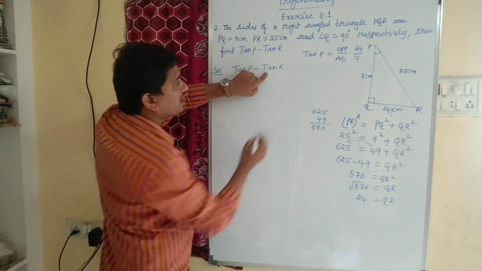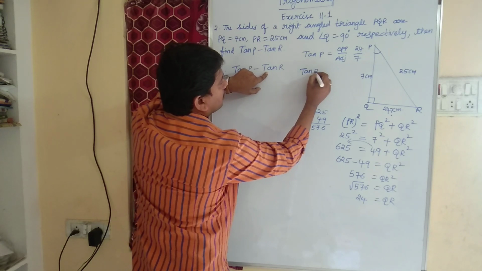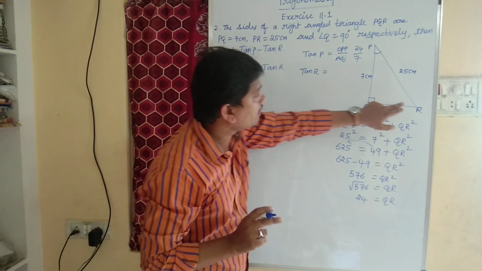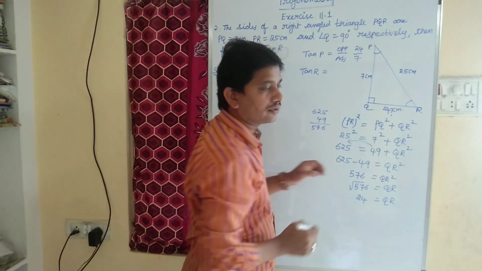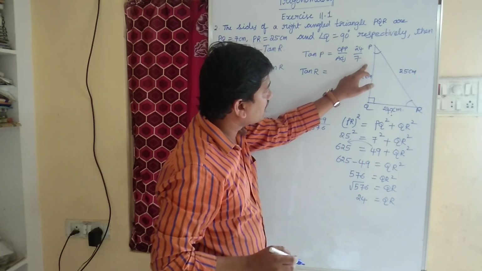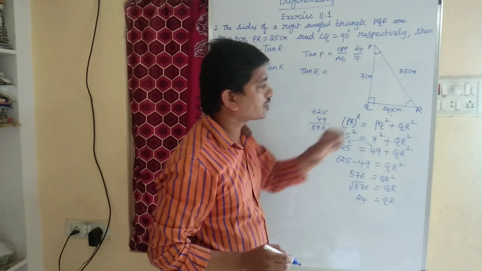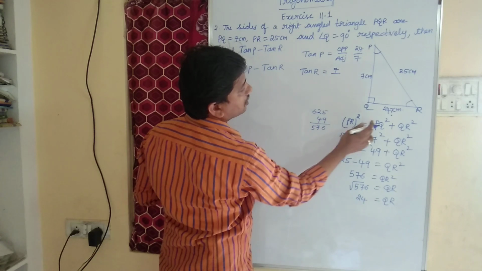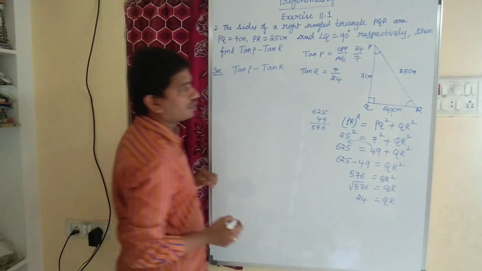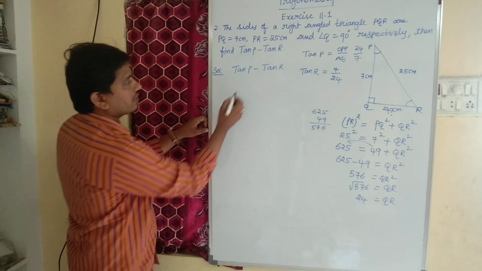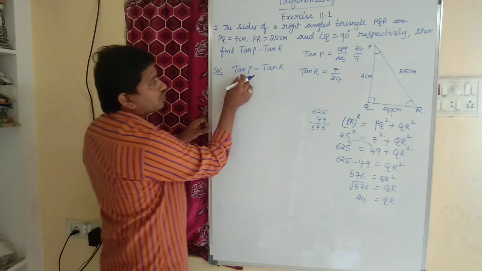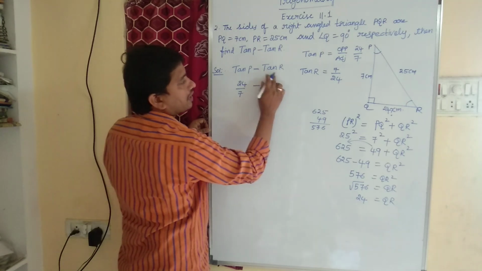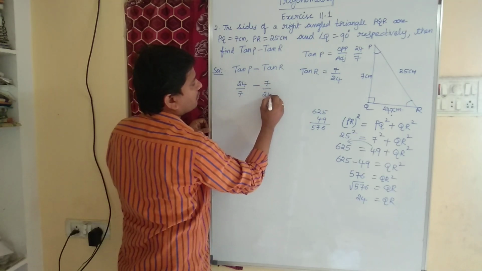Now coming to the second one, tan R. Children, the angle is important with respect to R. I mean the angle is at R. With respect to R, opposite side is PQ and adjacent side is QR, right? Opposite side is PQ, PQ is 7 centimeter and adjacent side is QR, 24 centimeter. In between we have minus. So tan P is 24 by 7 minus tan R is 7 by 24.